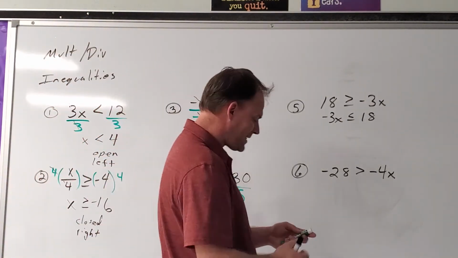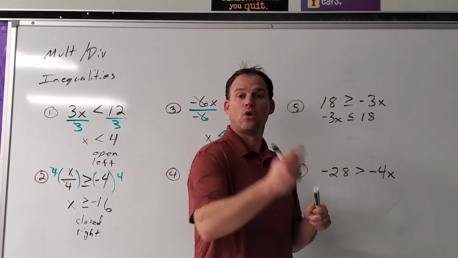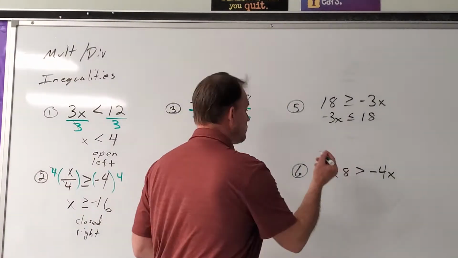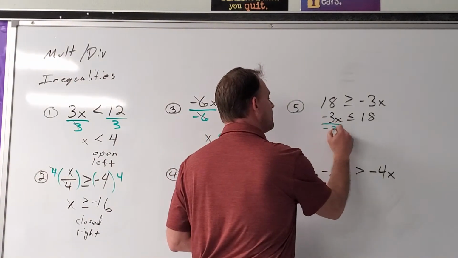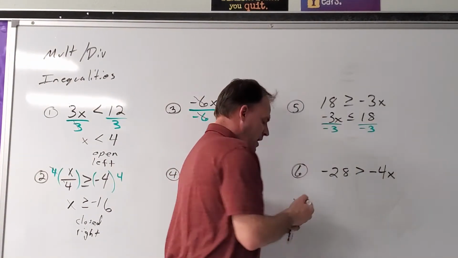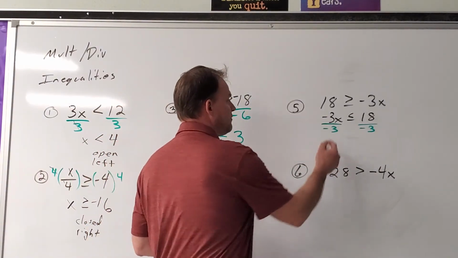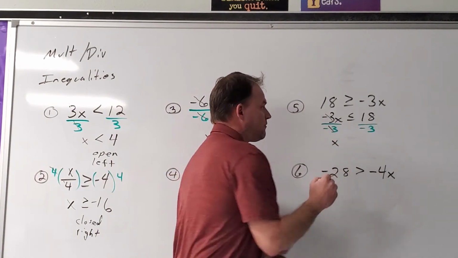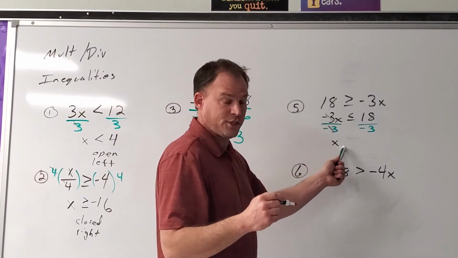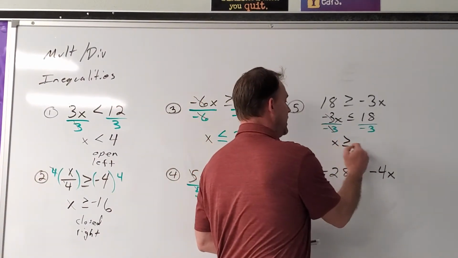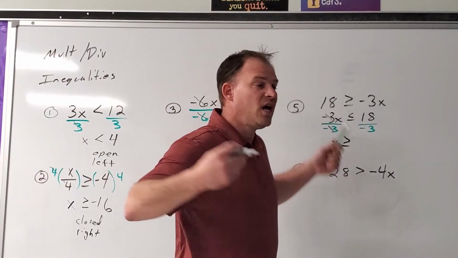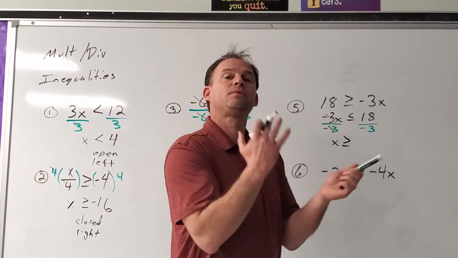Now, what's my next step? I got negative 3x. What are we going to do to both sides of the equation? Divide by negative 3. Divide both sides by negative 3. What do I have to do when I divide by a negative? Change the inequality. Yeah, guess what? It changed right back to that beginning position. Do we care? No. We're simply following the rules.